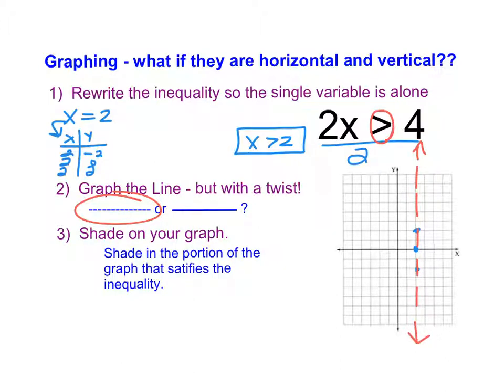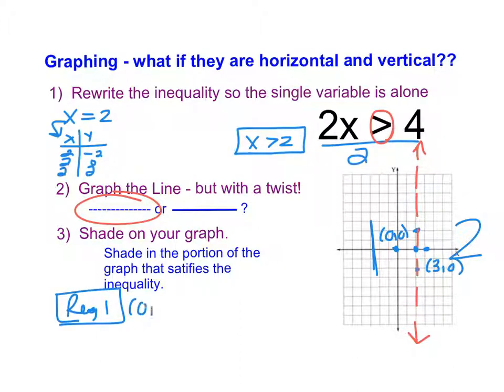Then from here, I need to decide which way I want to shade my graph. So I need to look at each region on each side of the line. So I have region 1 and region 2. My point for region 1, I picked 0, 0. My point in region 2, I picked x is 3 and y is 0. So let's test out each region. So in region 1, I'm going to substitute in the point 0, 0. So if I go back to that original inequality, I have 2 times 0 is greater than 4. And I get 0 is greater than 4, which is false.